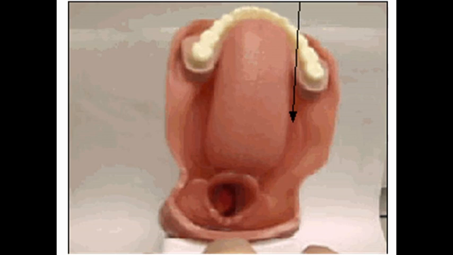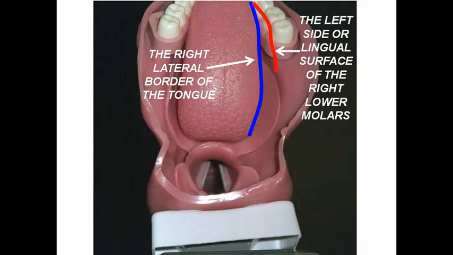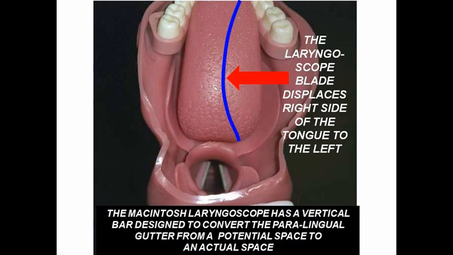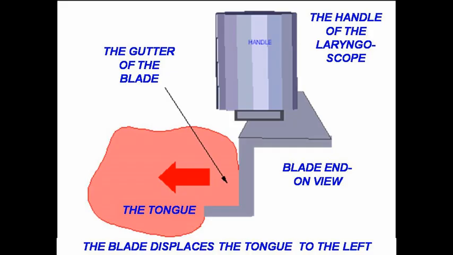Normally, the right side of the tongue touches the molar teeth when it's sitting in the mouth, but we will use the blade to displace the patient's tongue leftwards, and this opens up a space which exists between the right side of the tongue and the inner or medial surface of the right-sided molar teeth, and I call this the paralingual gutter. A normal, healthy tongue is very floppy, and it's easy to displace in this manner using the vertical bar that is part of the design of the Macintosh blade.